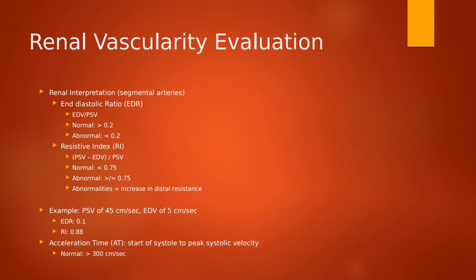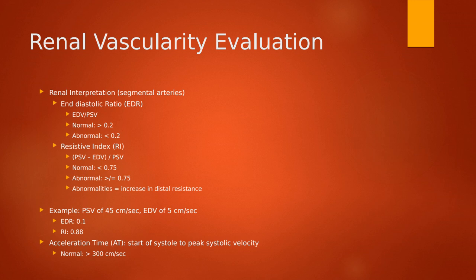So an EDR is where we're taking the end diastolic velocity and dividing it by the peak systolic velocity from the segmental artery. So within that segmental artery, we know we're going to be in the kidney tissue. We're taking that waveform, we're getting a PSV and an EDV. We're dividing the EDV by the PSV. Anything greater than 2 is going to be normal. Anything less than 2 is going to be abnormal. So we're saying, okay, how much blood flow are these segmental arteries letting into that particular region?